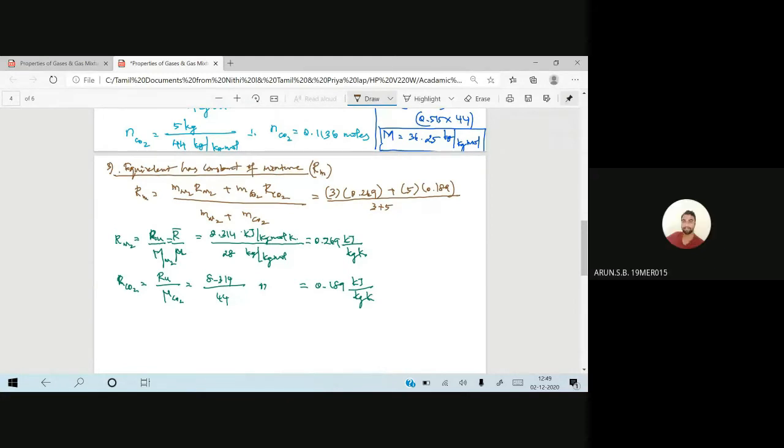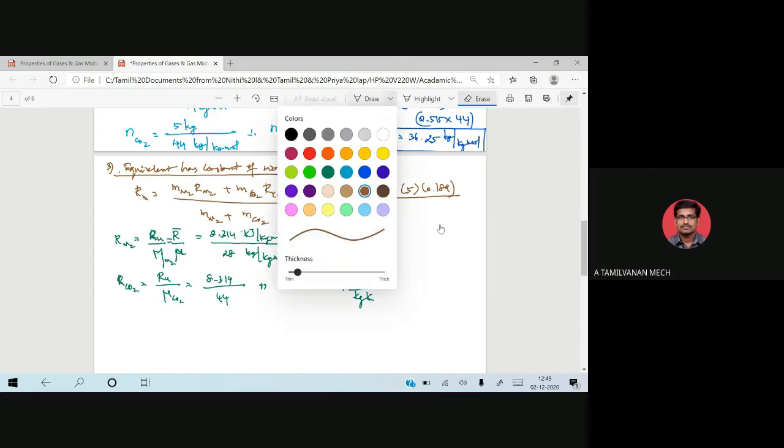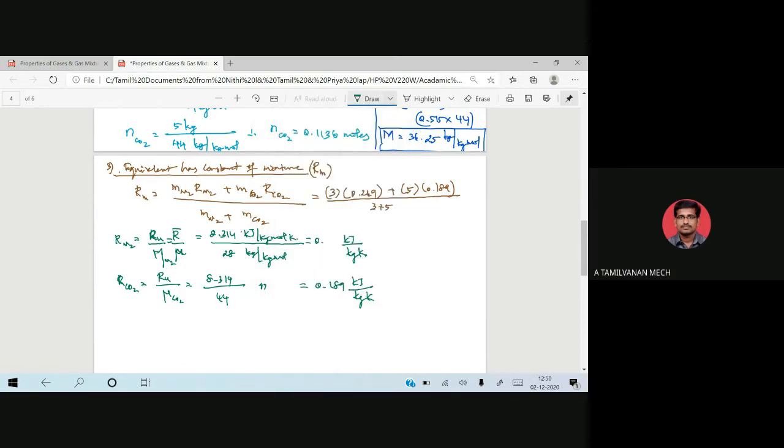R of N2 comes to 0.297. Sorry, the R of N2 is 0.297. Wait just a minute. 8.314 divided by 28 is 0.297. So very good, 0.297. Here we are going to use this value.